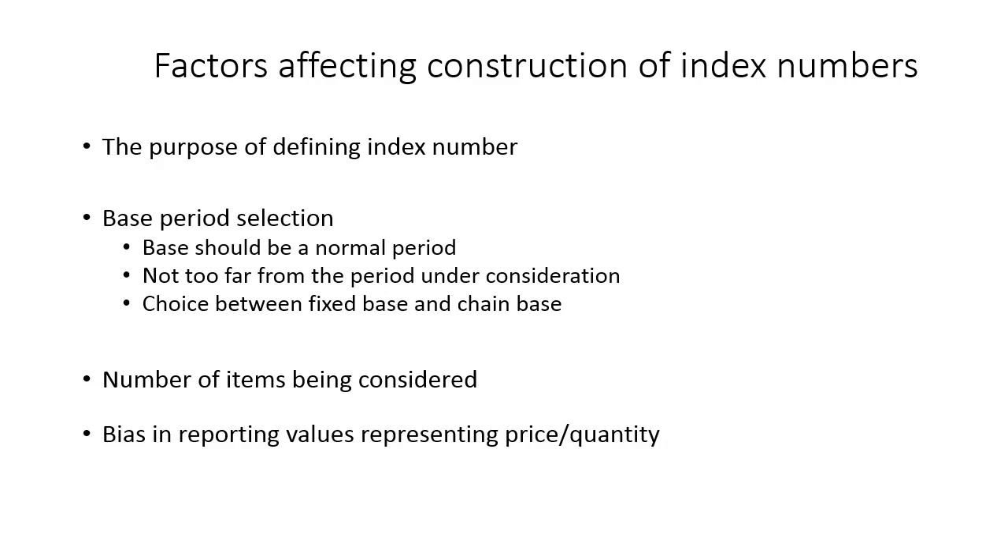The bias in reporting values representing the price and quantity also is an important factor. Now when you are collecting the price of a particular commodity, from where are you going to collect this price? Because different places might have different price values for that particular commodity. So when you are collecting these values, you have to make sure that these values come from an unbiased area, or unbiased period.